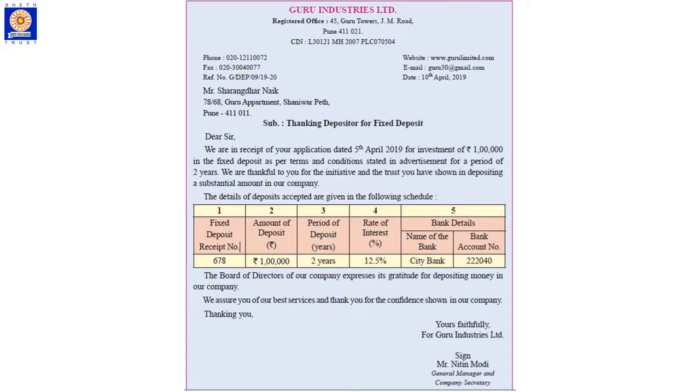Then you can see the date of the letter, that is, the writing date of the letter is 10th April 2019. That means the secretary is writing on 10th April. The name of the depositor is Mr. Sharangdhar Nayak, and the address is written below the name. Subject: thanking depositor for fixed deposit.